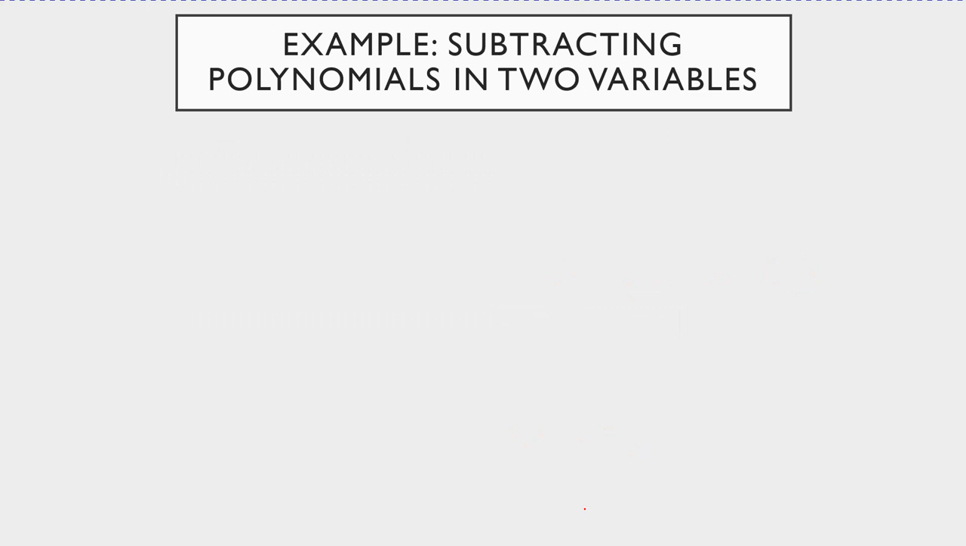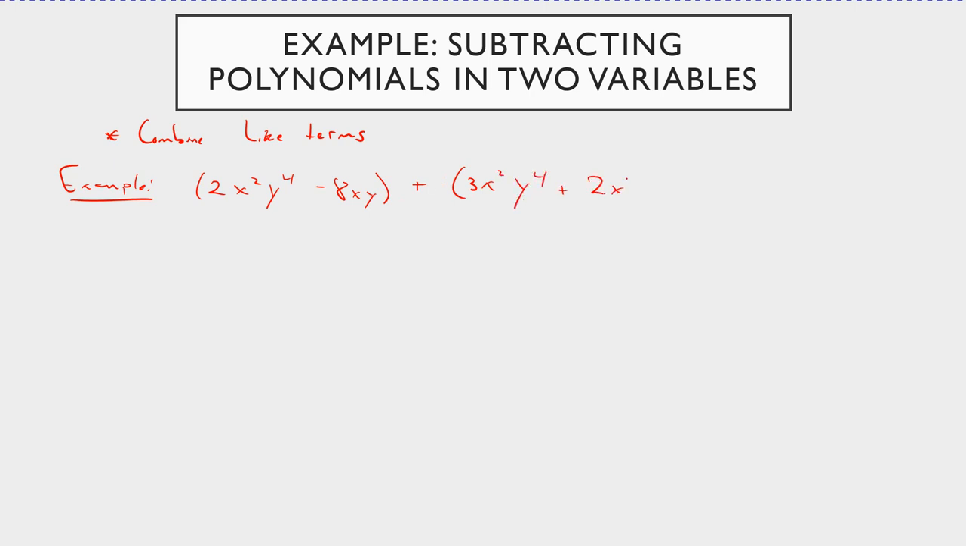All right, adding and subtracting these is just like combining like terms. So let's look at this one. Let's take 2x squared y to the 4th minus 8xy, and let's add to it 3x squared y to the 4th plus 2x squared y minus 7xy.